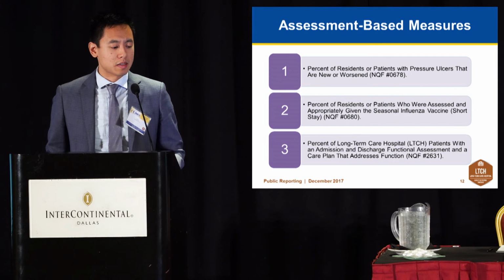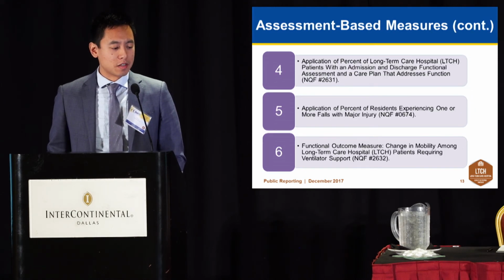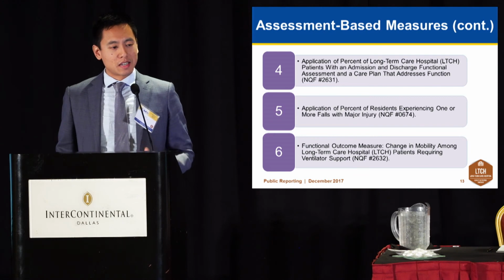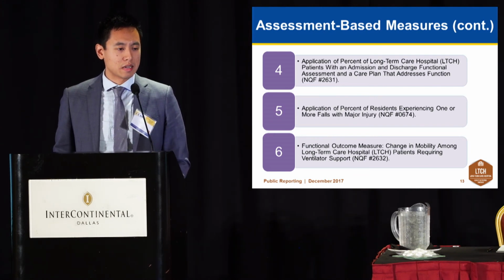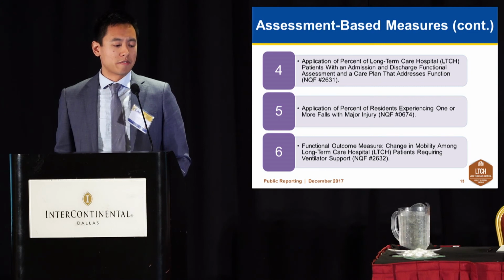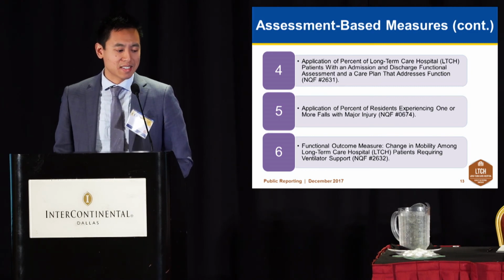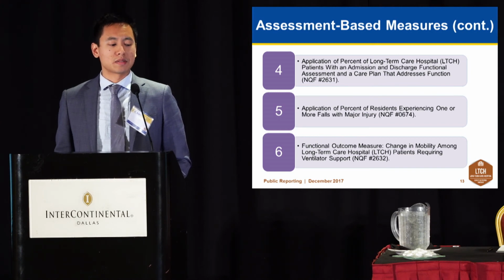The third one is the percent of long-term care hospital patients with an admission and discharge functional assessment and a care plan that addresses function. The fourth is the cross-setting IMPACT Act version of the previous measure. The fifth is the application of percent of residents experiencing 1 or more falls with major injury. And lastly, the functional outcome measure, change in mobility among long-term care hospital patients requiring ventilator support.